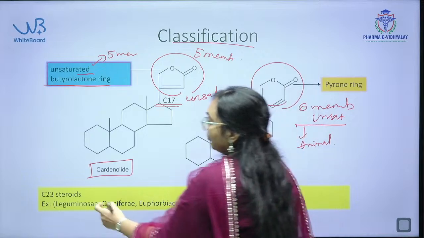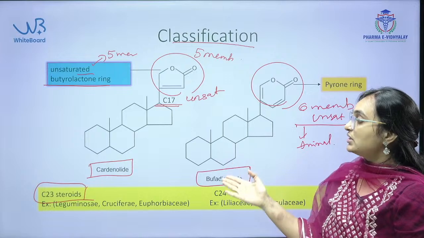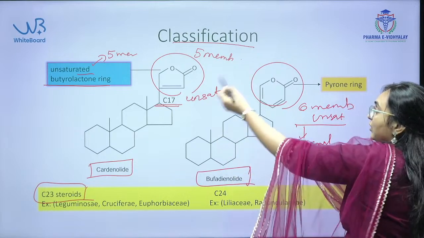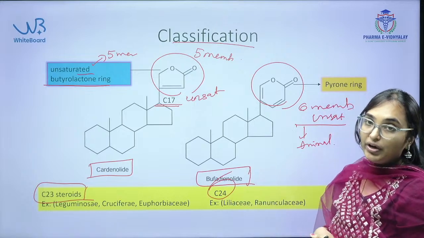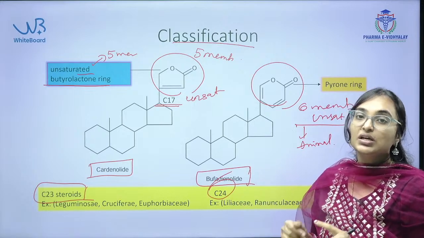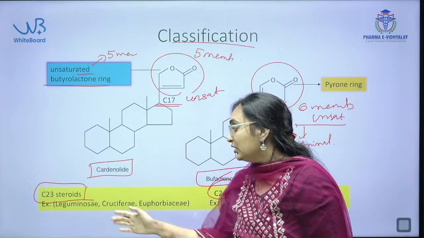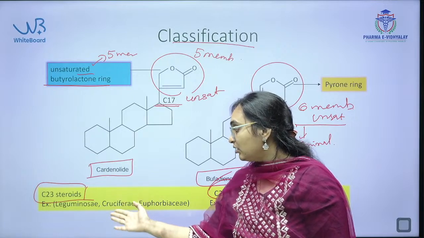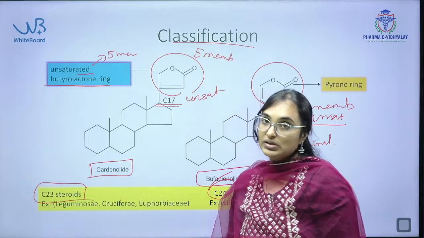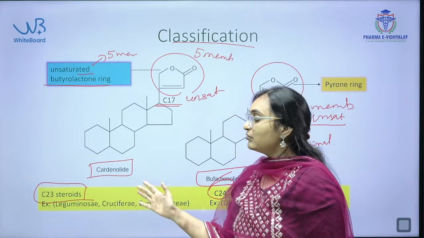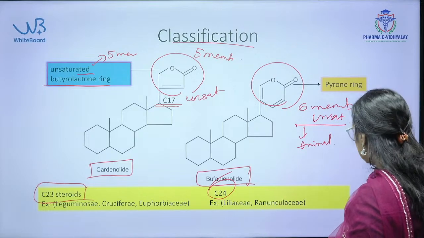Now, one more important thing: how many carbons does the steroid have? Cardinolides are C23. This is 5, this is 6, one carbon extra, that is why this is C24. Bufadienolides consist of how many carbons? C24, while cardinolides are C23. You see the examples here. Cardinolides are from plant sources, like Cruciferae; all these are cardinolides from plant sources. Bufadienolide examples are Liliaceae, Ranunculaceae.